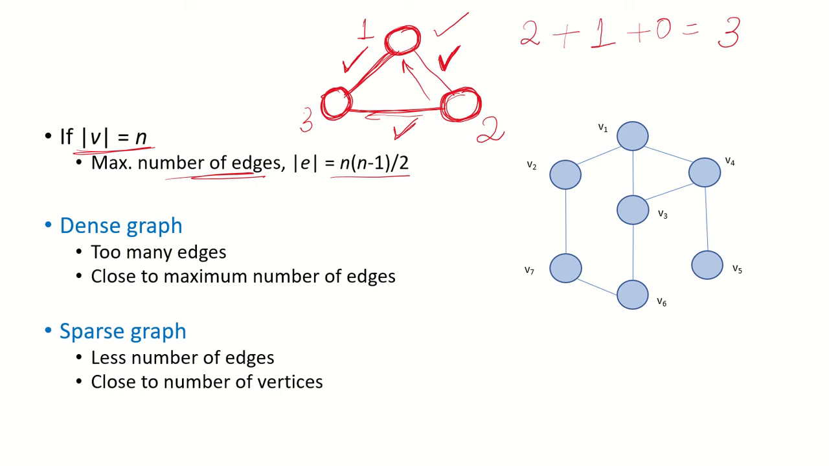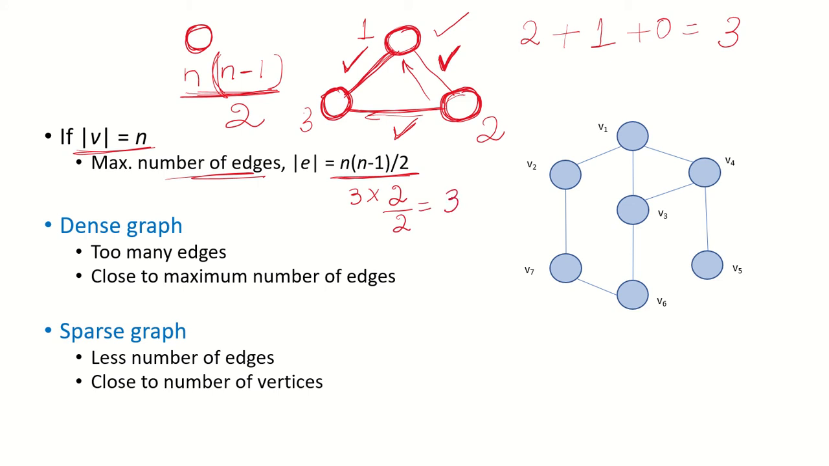So if we have n nodes, any node can be connected to n minus 1 other nodes. So if there are n nodes, each node would be connected to the other n minus 1 nodes. However, all these edges would be counted twice, so we have to divide by 2 to get the actual number. So that would be n into n minus 1 by 2. If we have 3 vertices, you can check, this would be 3 into 3 minus 1, which is 2, upon 2, which is equal to 3.